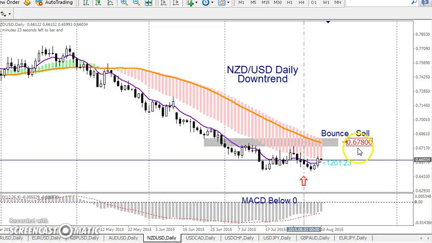Okay, and we're looking for a price to come up to approximately the 6780, 6800 area, then looking for evidence to the downside. So that's what we're looking for here. The MACD is well below zero. As long as the MACD is below zero, we can still expect price to continue its downtrend.